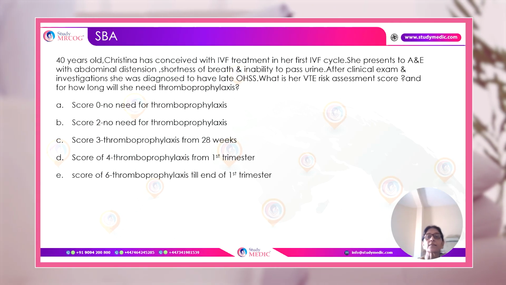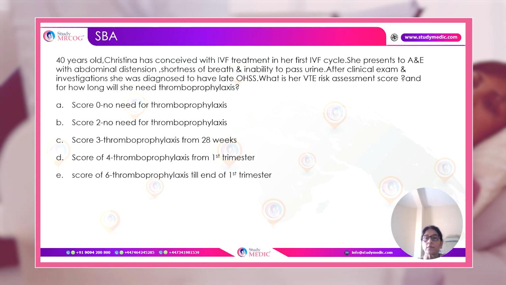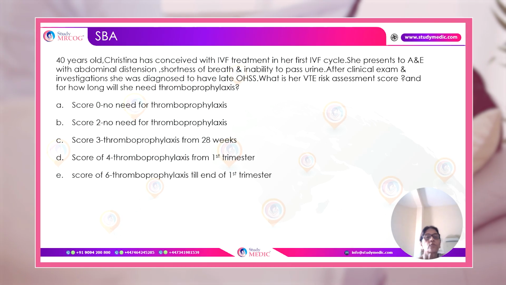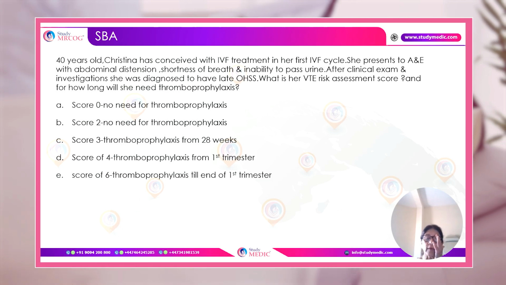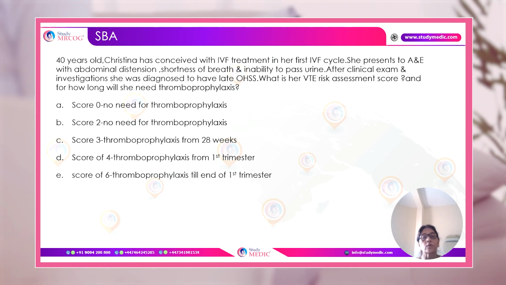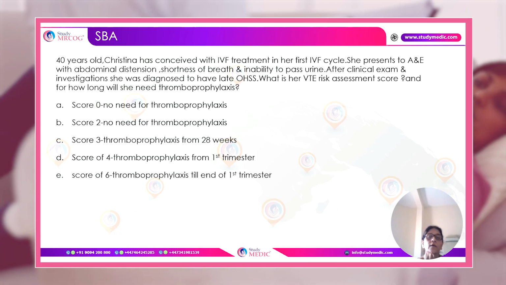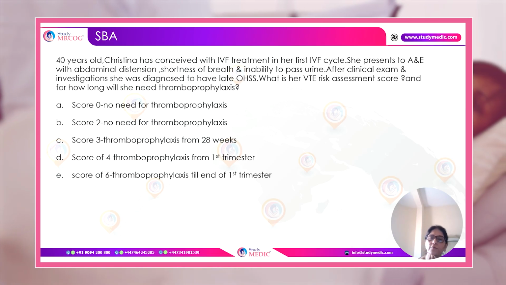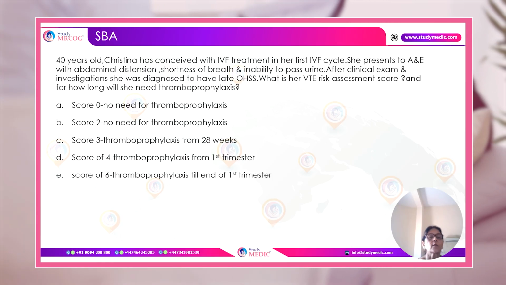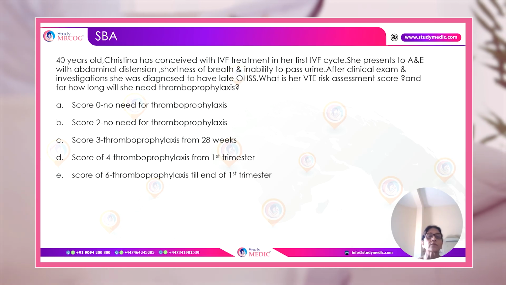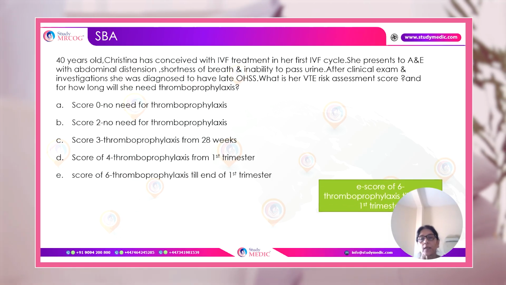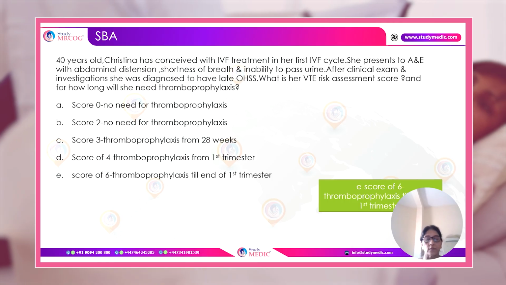Now the next is you should know about the risk factors that are transient. So remember hyperemesis or ovarian hyperstimulation. For these women, the thromboprophylaxis is given only till the risk factor is present. Once the risk factor is no longer there, then you will not give them thromboprophylaxis. Ovarian hyperstimulation usually resolves by the end of the first trimester. Till then, it is a risk factor. It has a score of 4. So for these women, you will give thromboprophylaxis only till the end of the first trimester. If there are other risk factors, then you will continue it again after the first trimester.